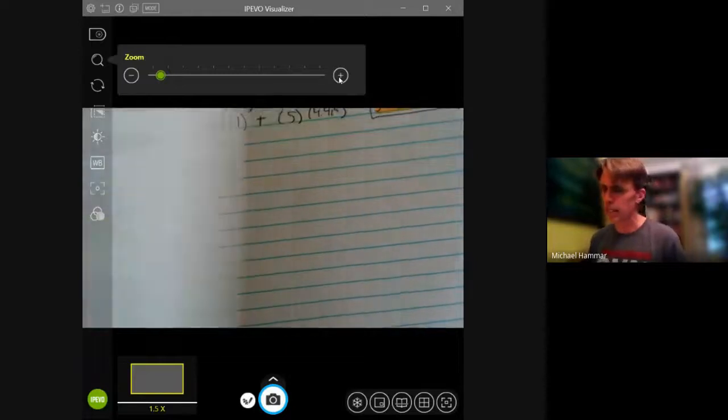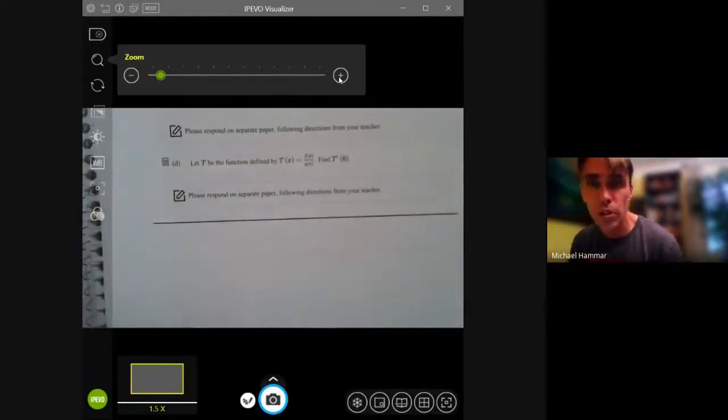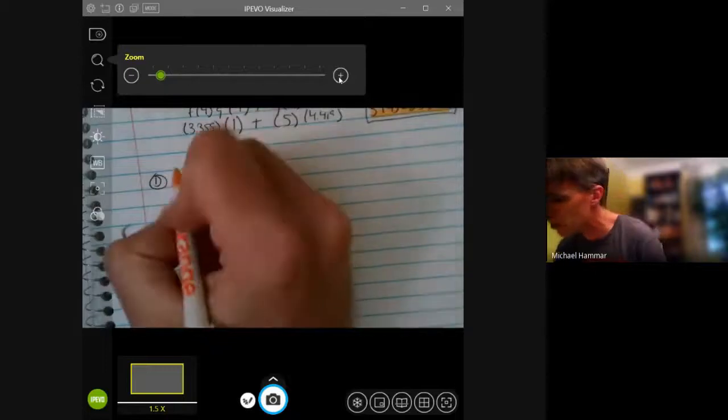The last question is the same sort of thing. This is just a straight using-the-rules question. If you take a look at this, they say t of x is f of x over g of x.